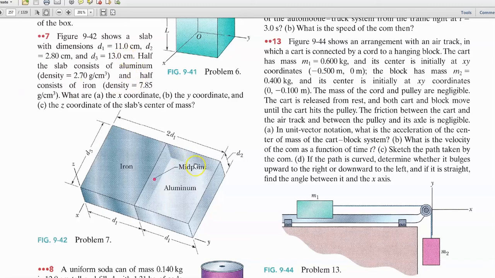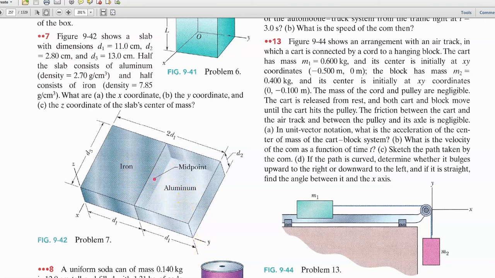In problem 7, we're given this block. Half of it is made of iron and half of it is made of aluminum. And we're given the dimensions of D1, D2, and D3, and they're asking us to find the center of mass of this block. They also provide us with the densities of iron and aluminum.